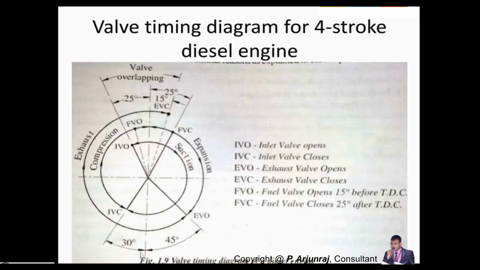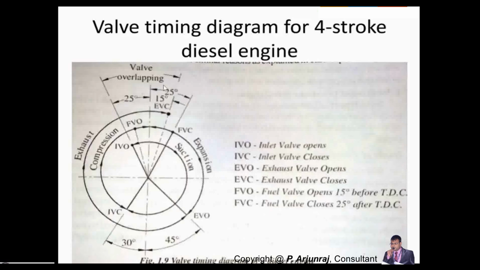The exhaust valve will open at 45 degrees before bottom dead center. Then you go to the exhaust stroke, and the exhaust stroke is going to happen only if you complete the exhaust valve closing. Basically, that will happen 15 degrees after top dead center. And it is very important.